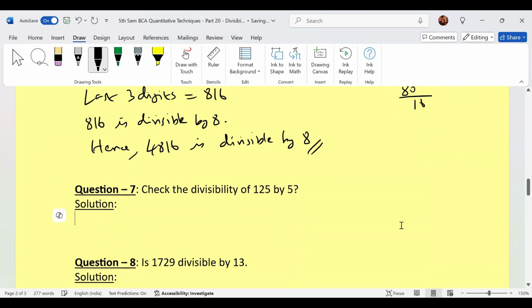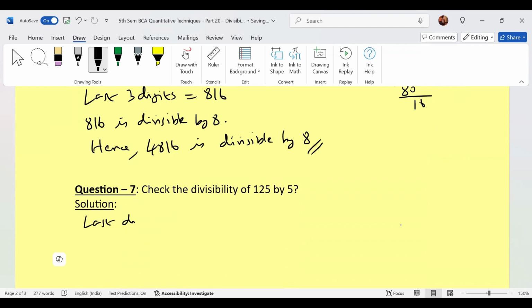Check the divisibility of 125 by 5. 125, the last digit is 5. Hence, 125 is divisible by 5. So that will be the solution for this question.